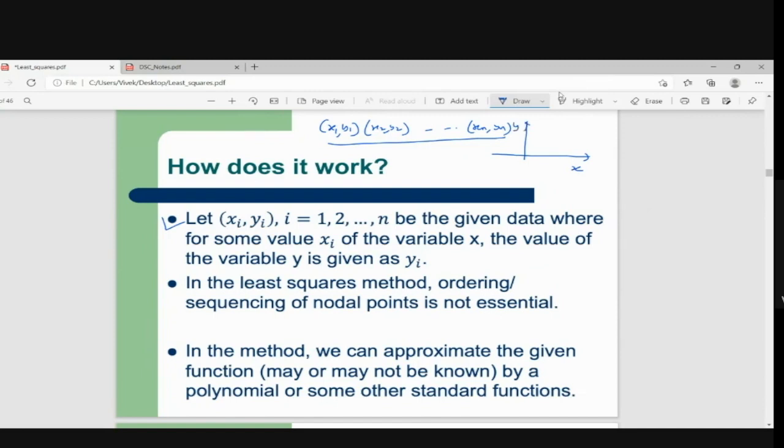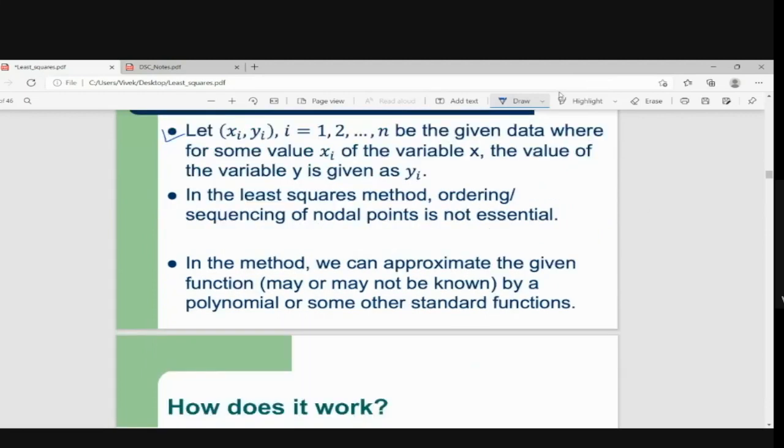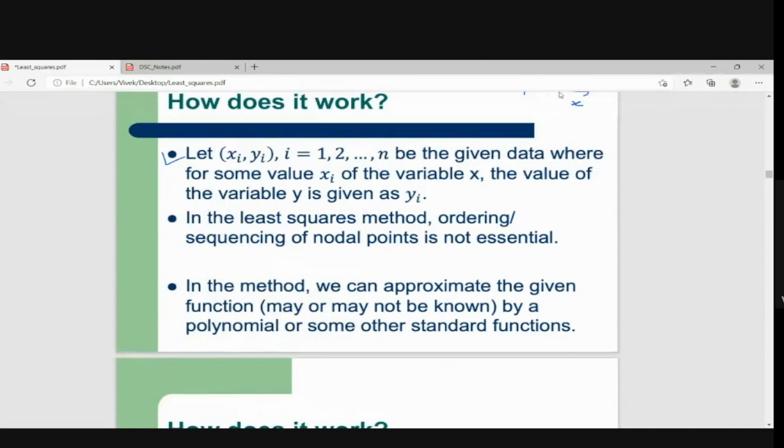In the least square method, ordering and sequencing of nodal points is not essential. Whatever points we are taking, there is no need to order or sequence them, as we used to do in the case of interpolation. In this method, we can approximate the given function by a polynomial or some other standard function.